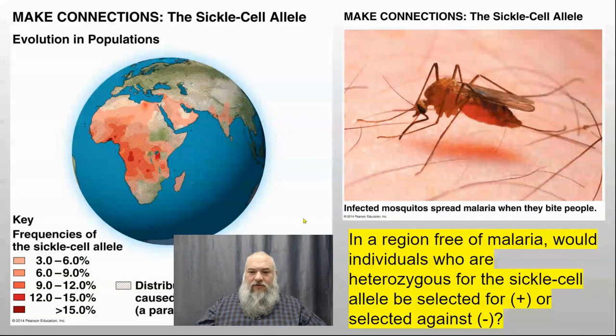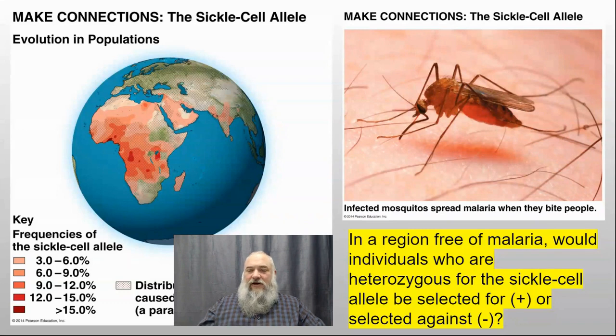Okay. Quick question for you here. In a region free of malaria, would individuals who are heterozygous for the sickle cell trait allele be selected for or selected against? Bit of a trick question, isn't it?